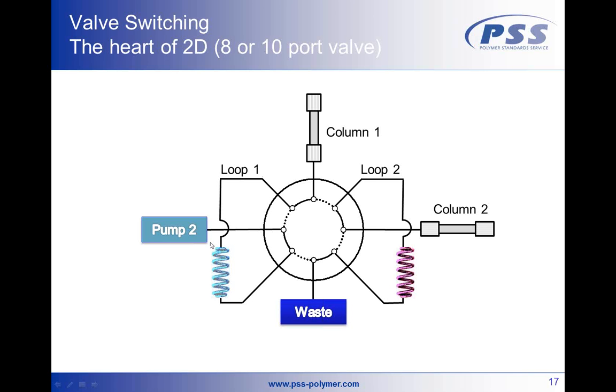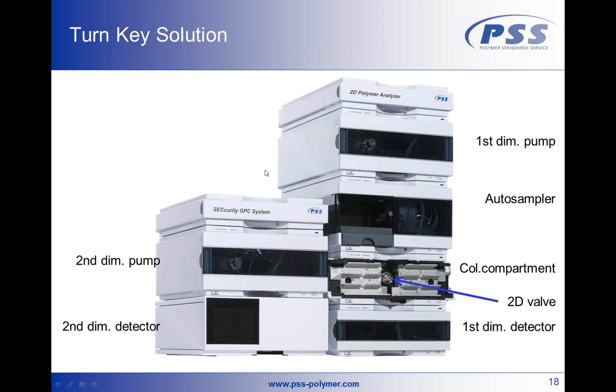Then later on, if you have filled loop number 1 and you have analyzed loop number 2, you switch over, and then the content of the loop that you have just filled, coming from the first dimension, is now injected onto the second dimension column, while you now fill loop number 1. I'm sorry for that, but there is a mistake on the slide with the loops. I have to correct that for the handouts later on.